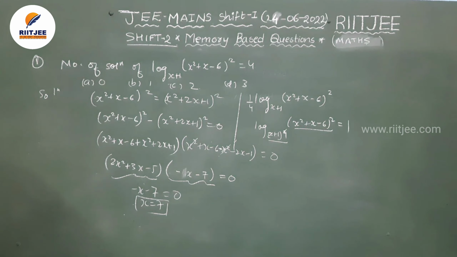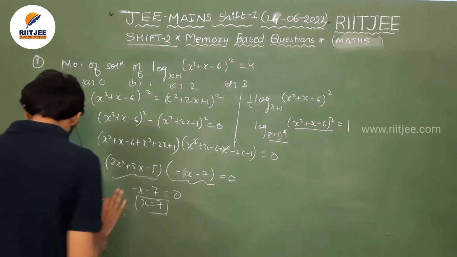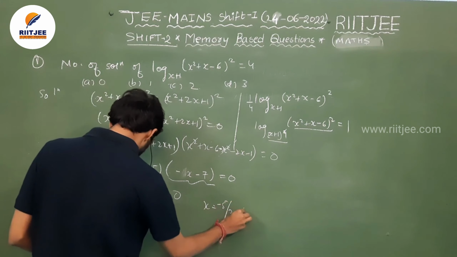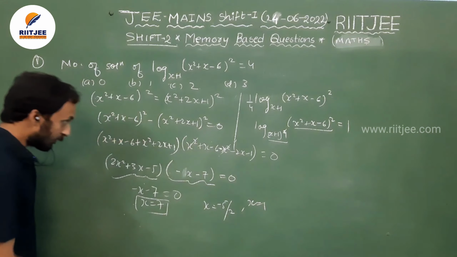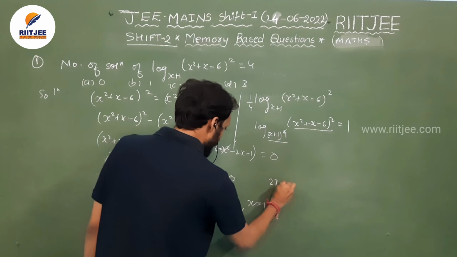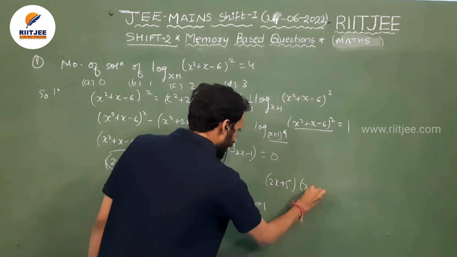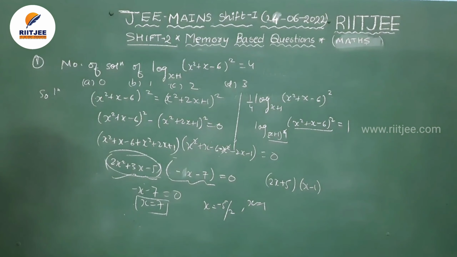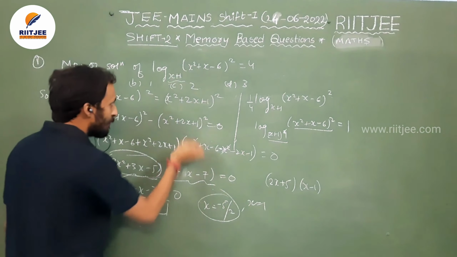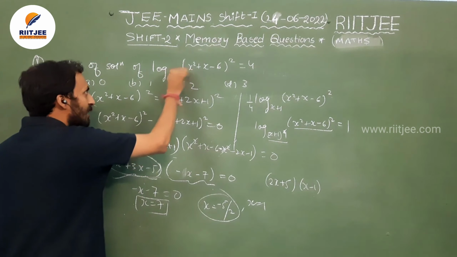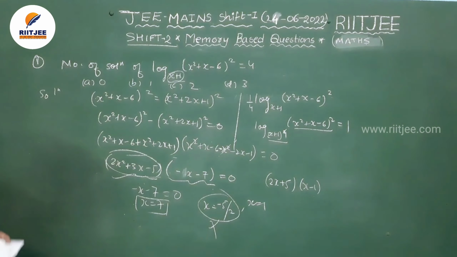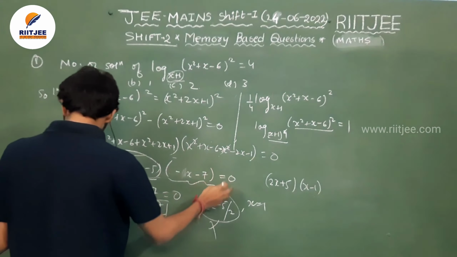Now for the second one, 2x square plus 3x minus 5 equal to 0, I will get another two solutions. One is x equal to minus 5 by 2 and other is x equal to 1. Why? Because this can be factorized as 2x plus 5 and x minus 1. So if I will do it, you will get this result. So I will get minus 5 by 2 here. The log base cannot be negative. This base cannot be negative, so this would not be the solution. So as there are 3 solutions over here.